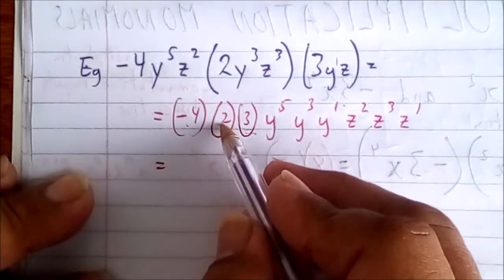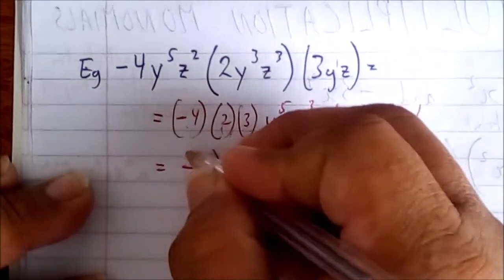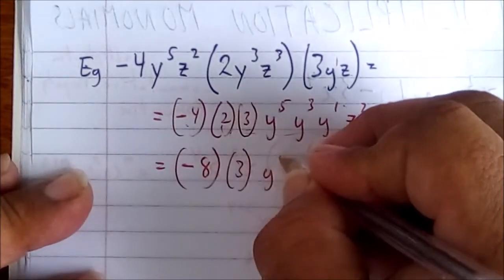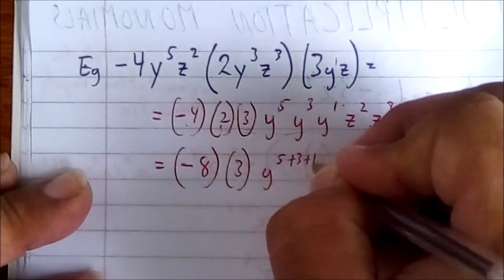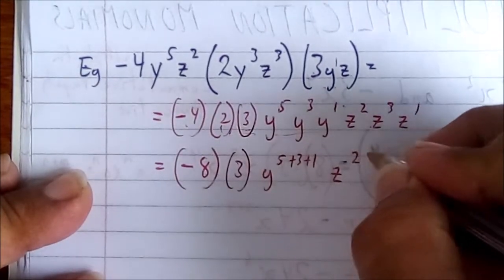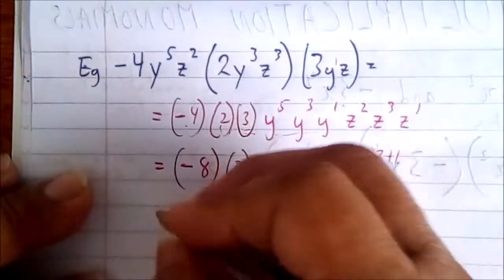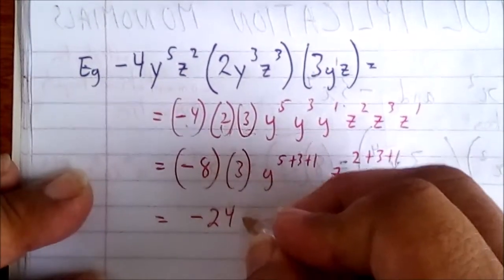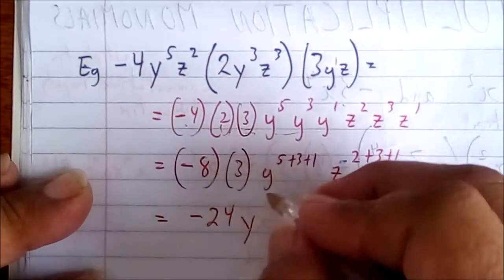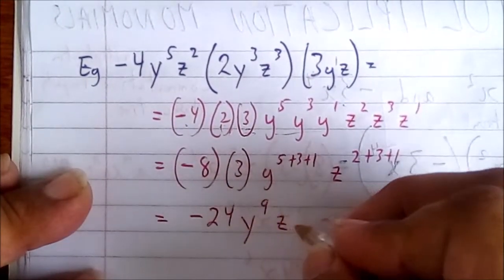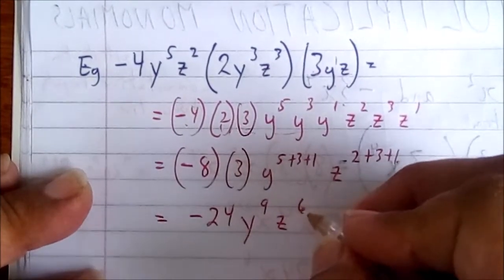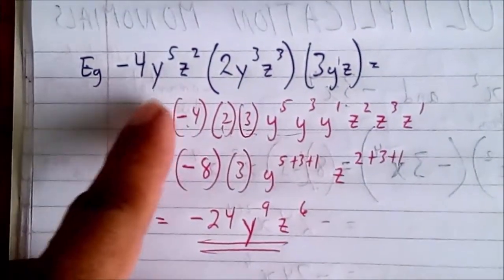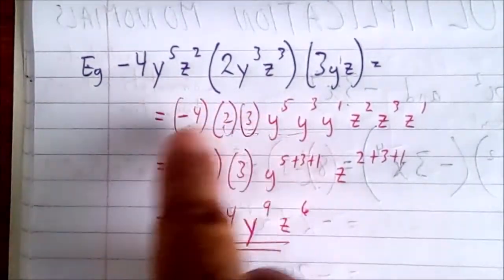Negative 4 times positive 2 will give us a negative 8 times 3. Apply the laws of indices. Y to the fifth plus 3 plus 1, z to the second plus 3 plus 1. Next step, negative 8 times 3, negative 24, y to the 5 plus 3 plus 1, 9, and z will give us 2 plus 3 plus 1, 6, and that's our solution. Okay, so notice despite they had three different terms in there to be multiplied, we could still combine them.